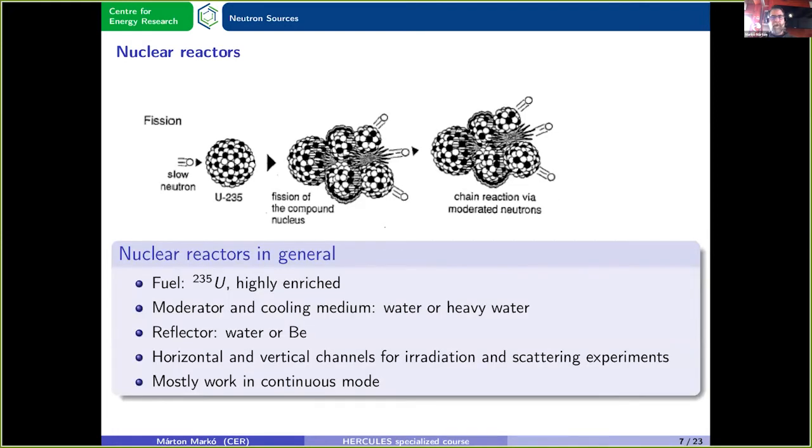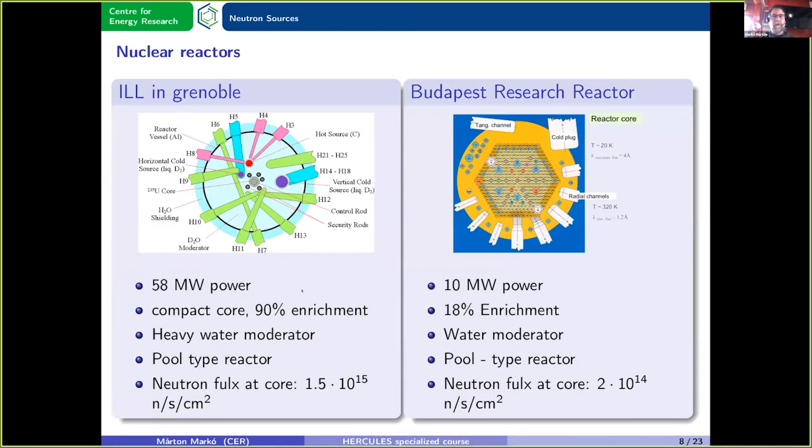Generally they use highly enriched uranium, not like in the power plants. The moderators are water or heavy water, and the moderator is also the cooling medium, which cools the reactor. There are sometimes reflectors, made of beryllium or water. I will show some examples. And we have horizontal and vertical channels for experiments, either irradiation or scattering experiments, and they mostly work in continuous mode. So here there are 2 examples.